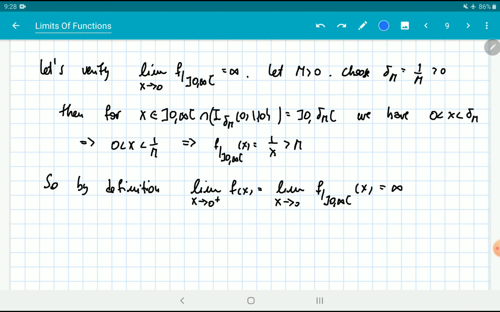Similarly, you can do the one when x approaches 0 minus. Now, in that case, you will have x is negative, so when you take the reciprocal, you have to reverse the inequality and you get a negative. So you get 1 over x is less than negative m. Okay?